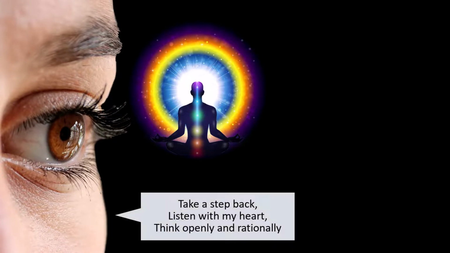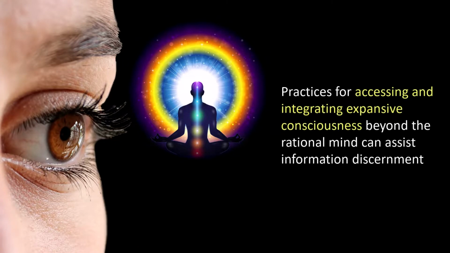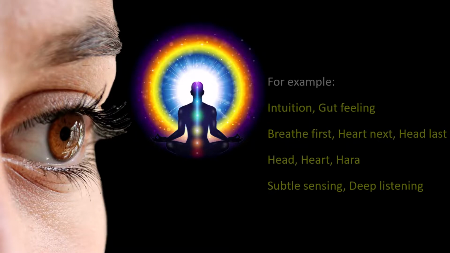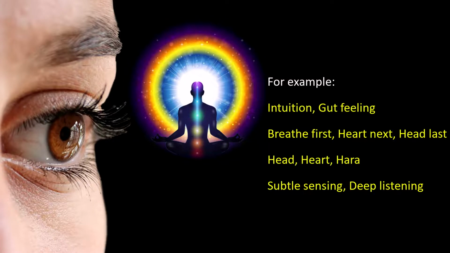Take a step back. Listen with my heart. Think openly and rationally. Practices for accessing and integrating expansive consciousness beyond the rational mind can assist with information discernment. For example, intuition or gut feeling, breathe first, heart next, head last, head, heart, hara, subtle sensing, deep listening.